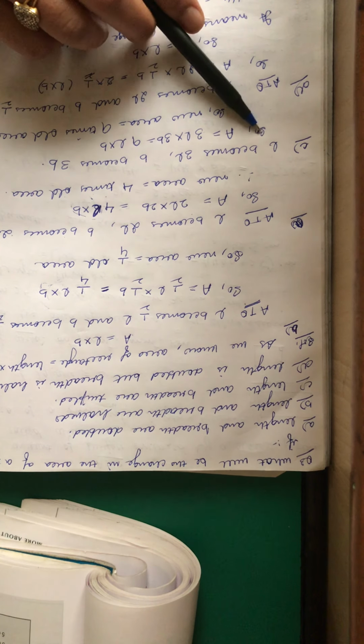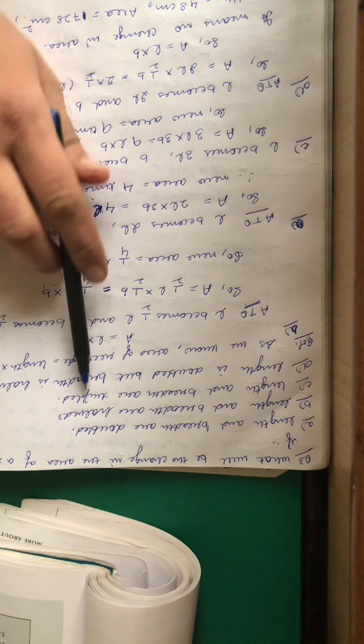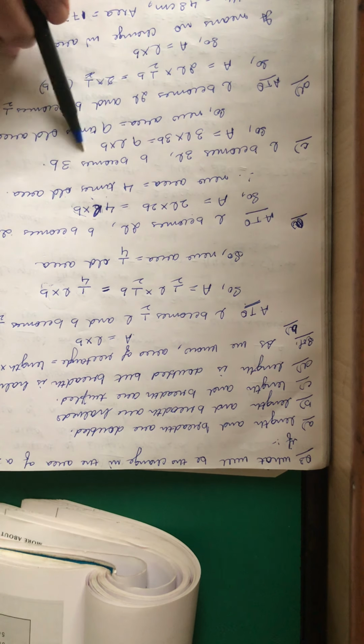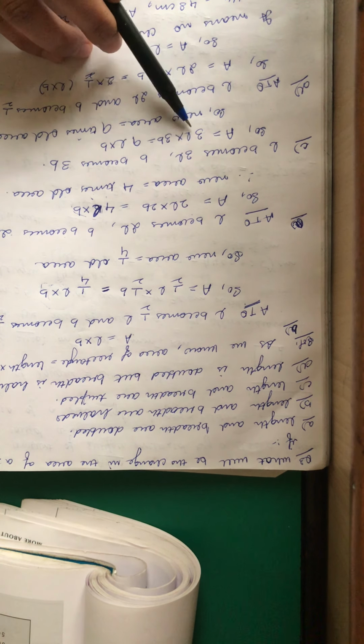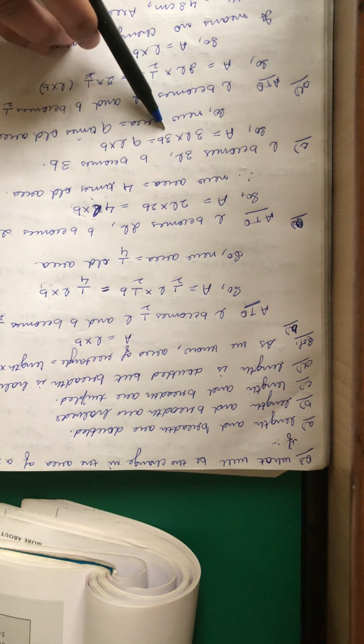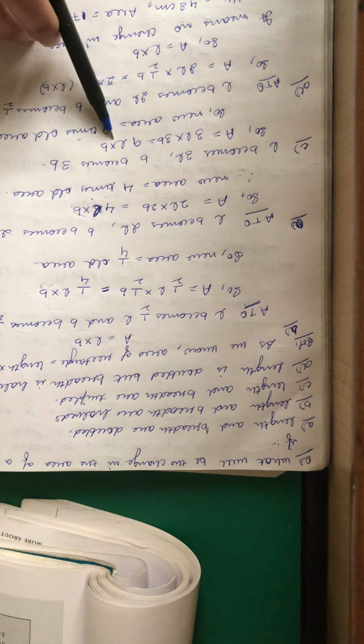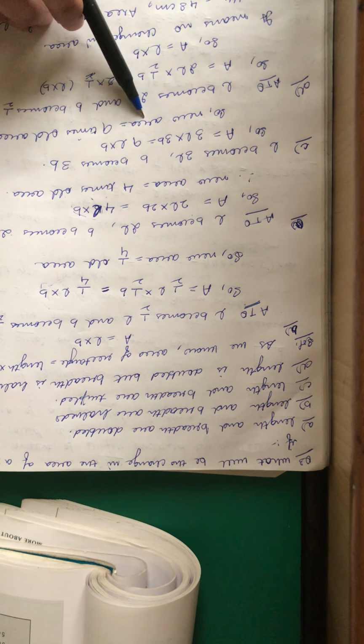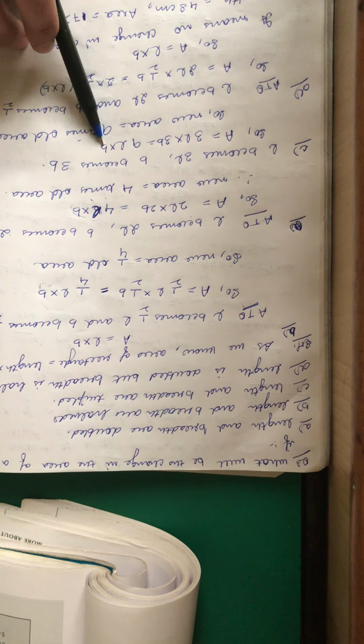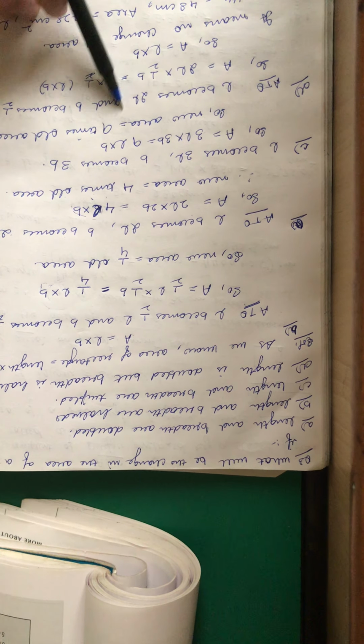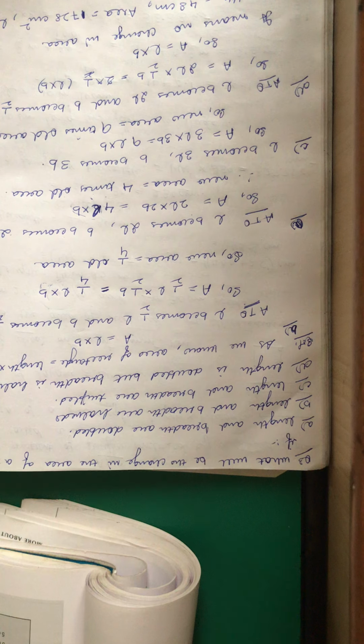Next, C part is length and breadth are tripled. So L will become 3L and B will become 3B. So area will be 3L into 3B. 3 into 3, 9. So it will be 9L into B. It means new area will be 9 times the old area, since old area is length into breadth.